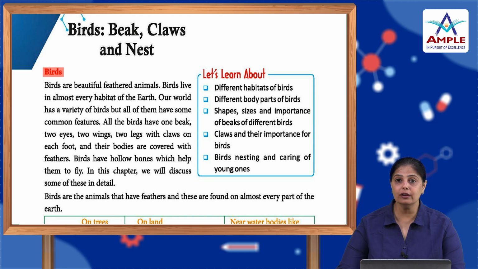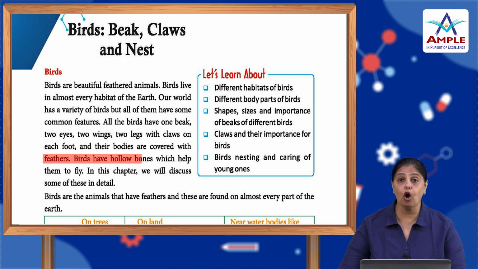It's a beautiful creature, isn't it? So birds are beautiful feathered animals. Birds live in almost every habitat of the earth. Our world has a variety of birds, but all of them have some common features. All the birds have one beak, two eyes, two wings, two legs with claws on each foot, and their bodies are covered with feathers.